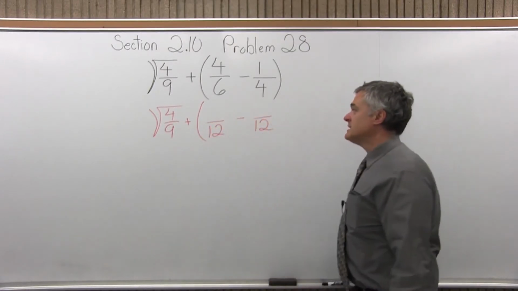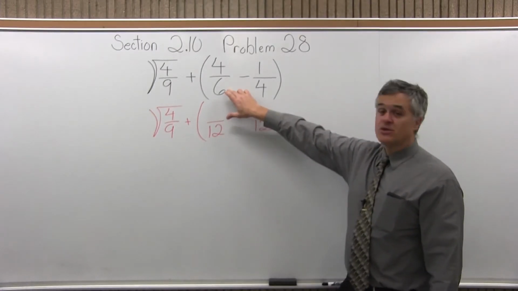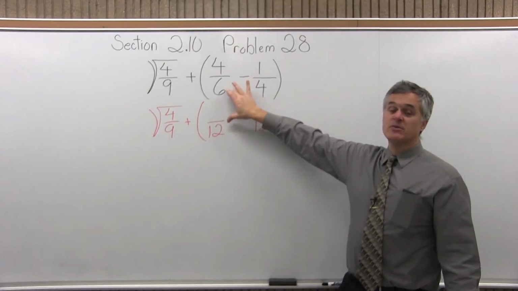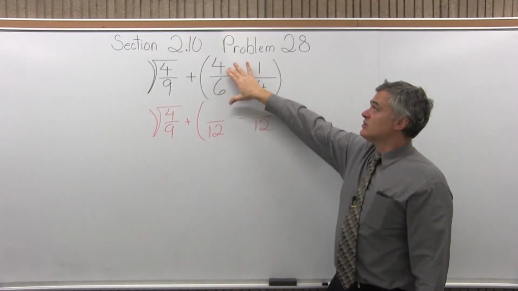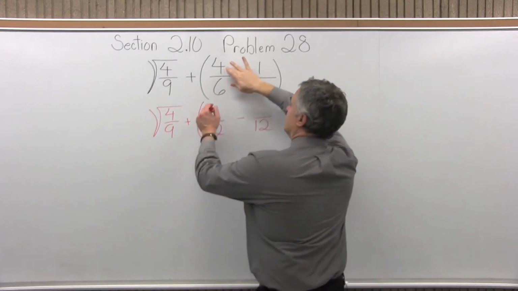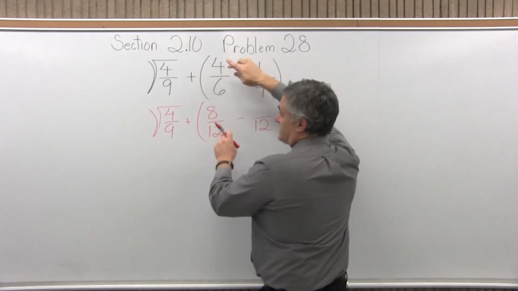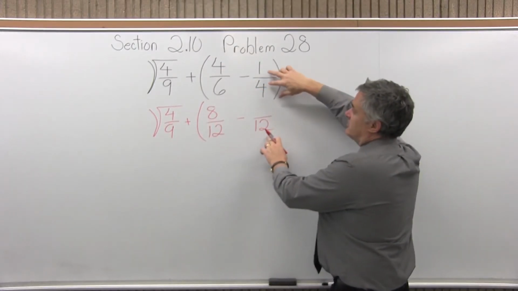Now, for the 4 over 6, what's the numerator? If I look at the denominators, the original denominator of 6 times some value became a 12. So it must have been times 2. 6 times 2 is 12. So the numerator must get multiplied times that same value of 2. 4 times 2 is 8. So 8 over 12 is the same as 4 over 6. It's an equivalent fraction. Same process for the 1/4.